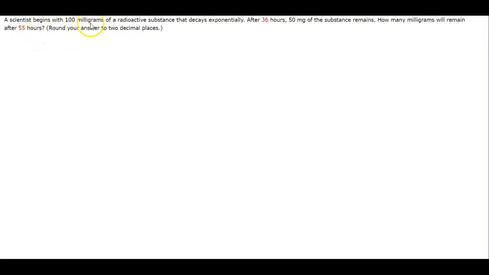A scientist begins with 100 milligrams of a radioactive substance that decays exponentially. After 36 hours, 50 milligrams of the substance remains. How many milligrams will remain after 55 hours? And then we're going to round the answer to 2 decimal places.